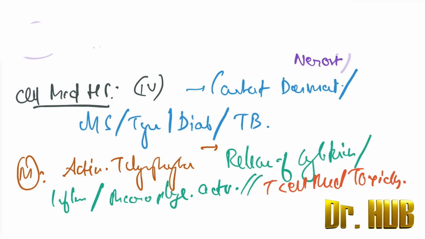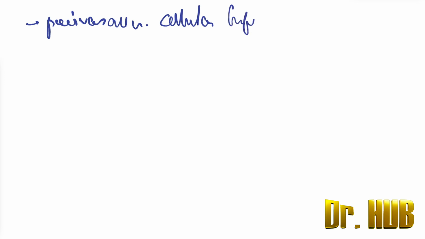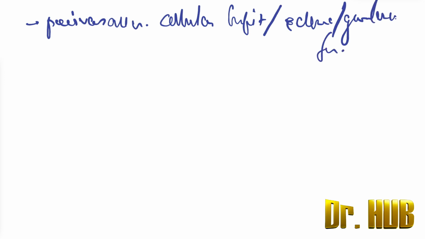Now let's look at the histopath. It leads to perivascular cellular infiltrates as well as edema, granuloma formation, and also cell destruction.